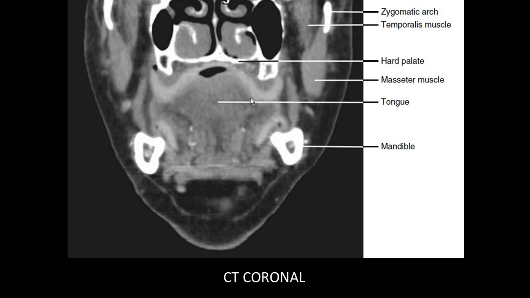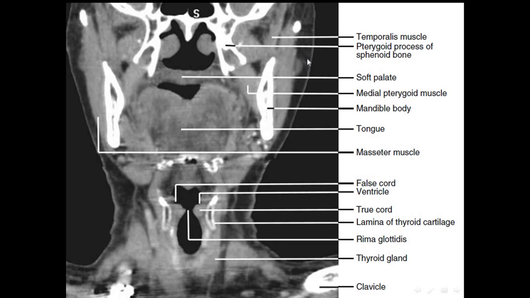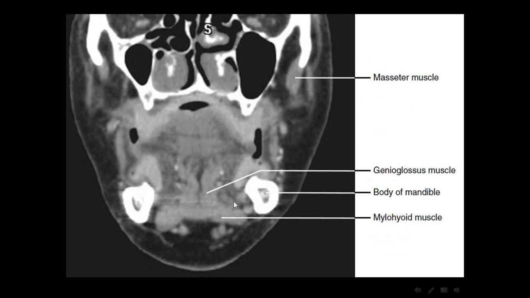This is a coronal CT image. This is the tongue, the oral cavity, the palate. This is the hard palate, and here we have a section of the mandible on either side. And this is the zygomatic arch and the temporalis on the inner aspect of the zygomatic arch. This is another coronal CT image. Here we can see the masseter, which originates from the zygomatic arch and goes down to the mandibular angle. Here we see the genioglossus muscles, mylohyoid muscle. This is the body of the mandible.